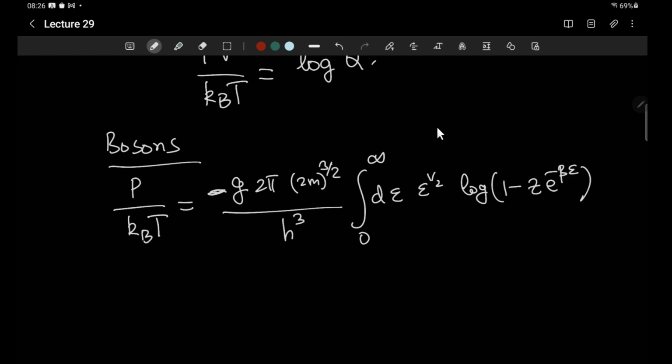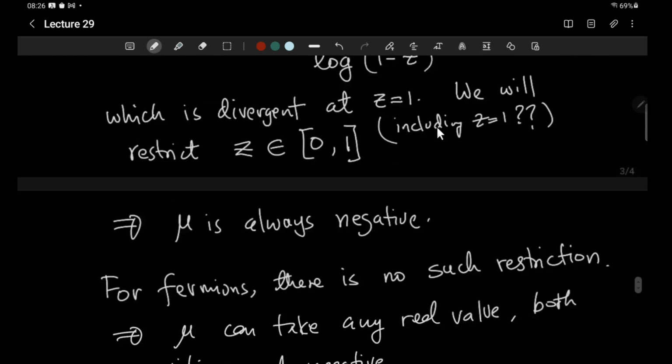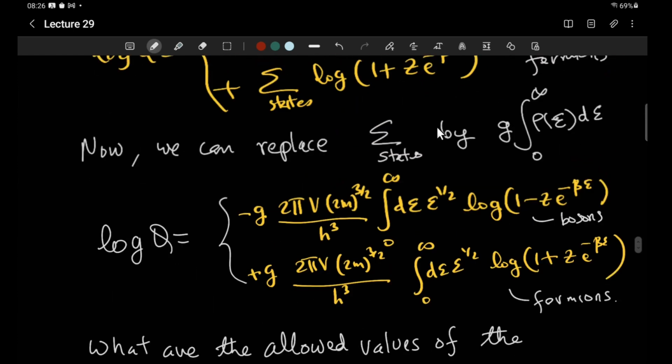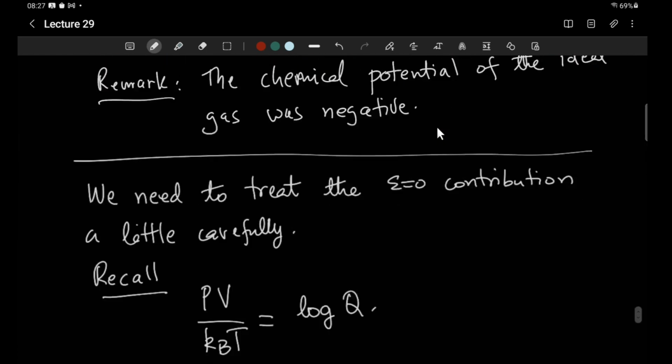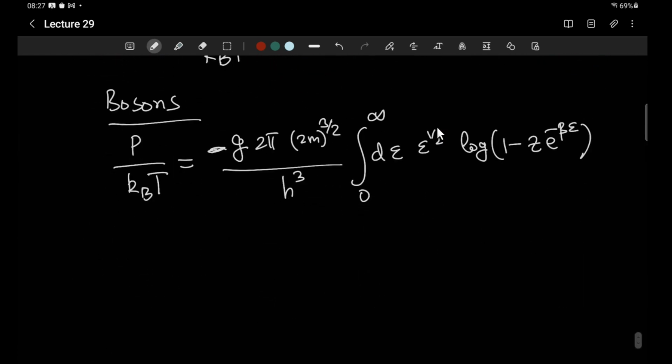But now, like I said, let's look at what we had before we took this thing. It was a sum over states. So we have to take care of the contribution of the epsilon equal to 0. That gave minus. So we'll write that separately. This is just taking care of, divided by V.